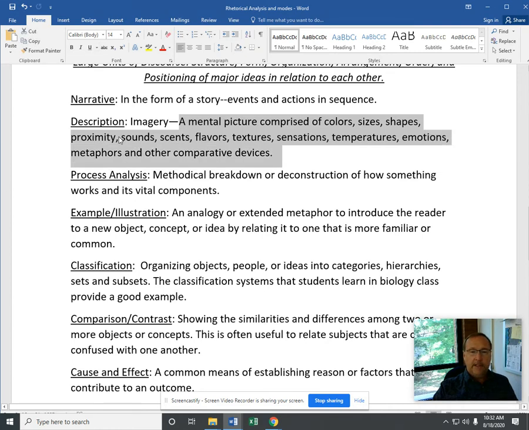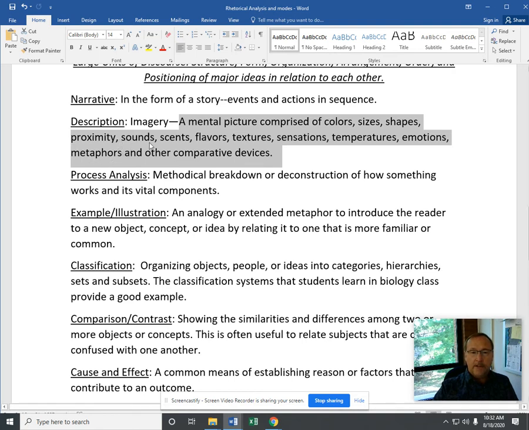And proximity means when we're describing something, we describe the distance from one thing to another thing. And imagery, a lot of times we think of it as being visual images, and the visual sense is in a lot of cases the dominant sense. So that's what we like to focus on. But don't forget that we have 4 other senses besides just visual.